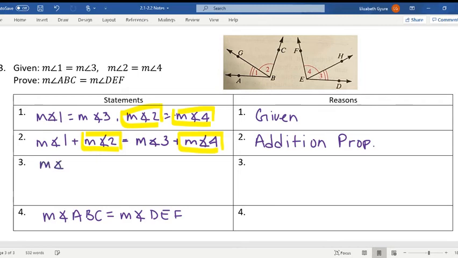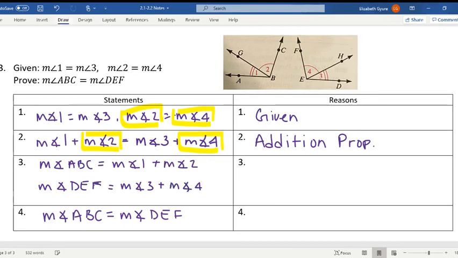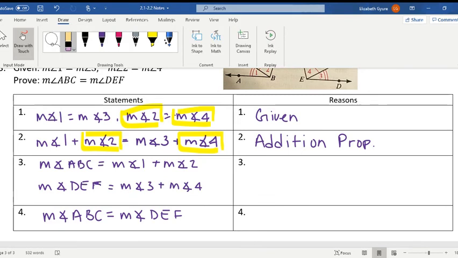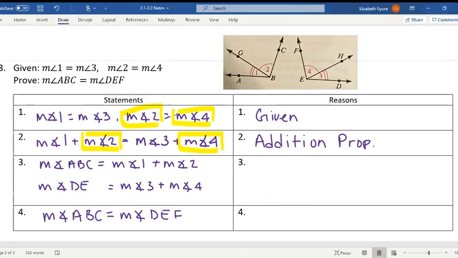So we're going to say the measure of angle ABC equals the measure of angle 1 plus the measure of angle 2. And now we can do the same thing with angle DEF. So the measure of angle DEF equals the measure of angle 3 plus the measure of angle 4. Again, we needed to find a way to introduce our full angles into the proof. So that's why we use our angle addition postulate.